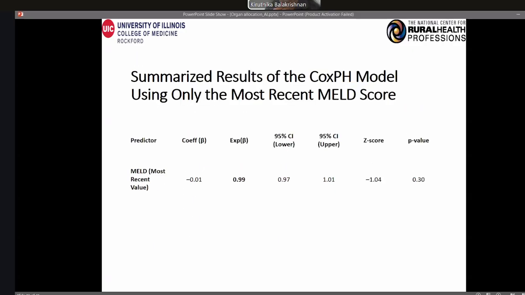Next, this slide shows the comparison of the model with only the MELD score. Here, the coefficient is slightly negative and the hazard ratio is 0.09. The p-value is not significant. And we also got less than 0.5 performance metrics for this MELD-only model.